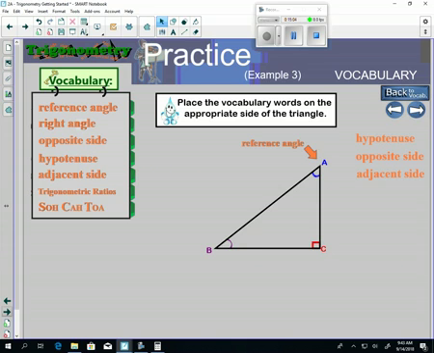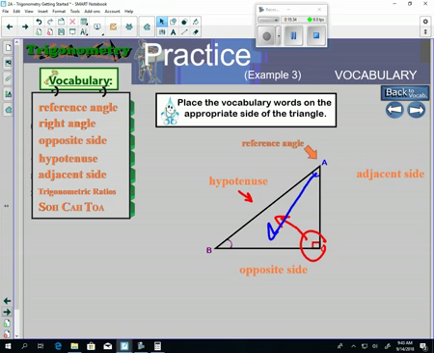Let's try one more. Here's my reference angle. I always look for the hypotenuse first. So there's my right angle. My right angle is here, so I know that my hypotenuse will be opposite that. So I take my hypotenuse and I label it right there. That's my hypotenuse side right here. Then I look for the opposite side. The opposite side to B is down here. And the only side left, the one next to A, is right there. There's my adjacent side. Okay?